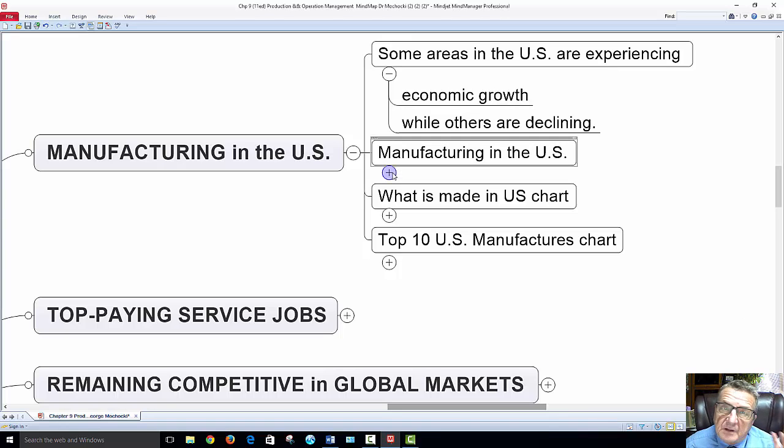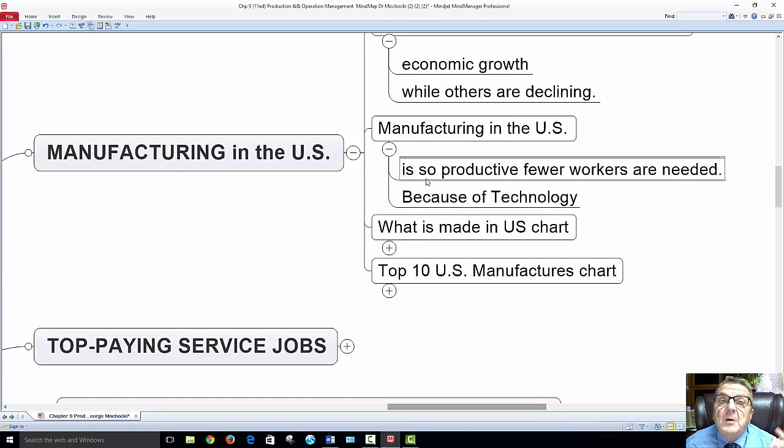Okay, manufacturing in the U.S. Now, is it dead? When I was looking at something in manufacturing, it used to take 1,000 hours. Now, because of productivity, we're so productive, fewer workers are needed because of technology. And this is Wall Street Journal. 1,000 hours, they could do it now in, you know, man hours. It was very intense, even with some machinery in the steel industry. They could do the same work in 127 hours.